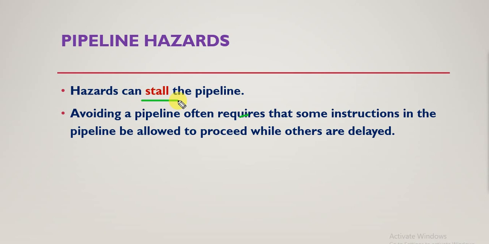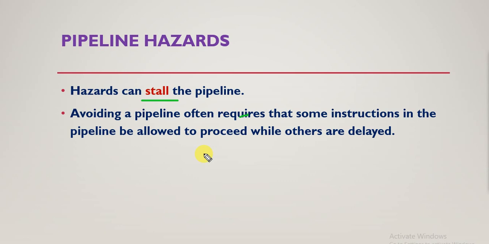That delay in the pipeline is called a stall, the formation of a stall. So avoiding a stall in the pipeline often requires that some instructions in the pipeline be allowed to proceed while others are delayed.